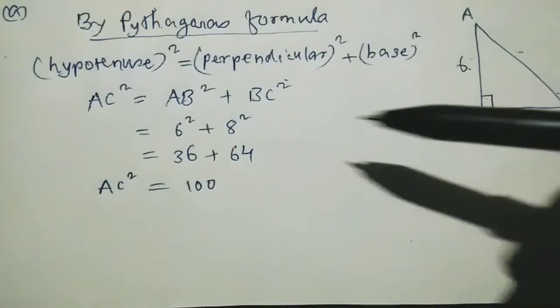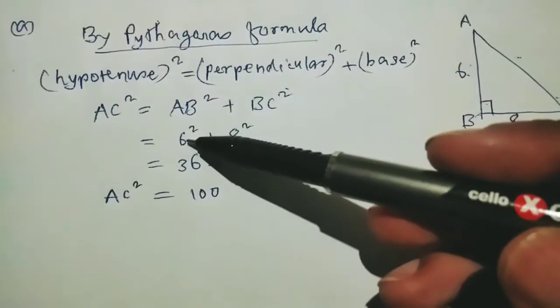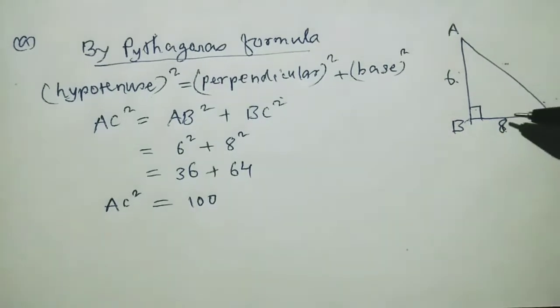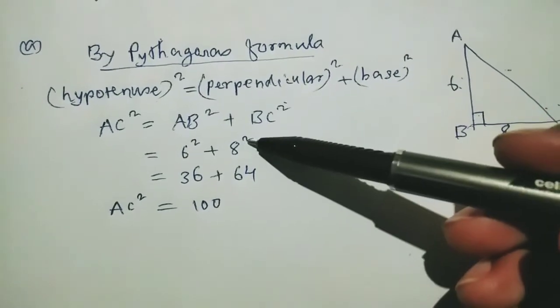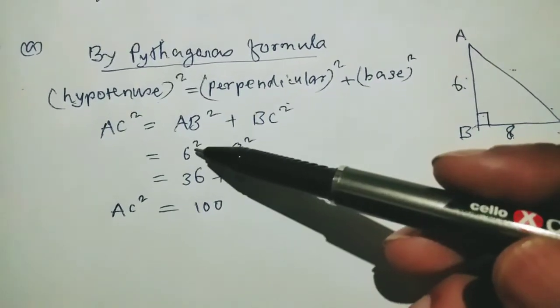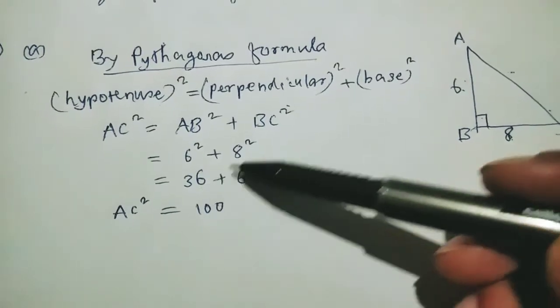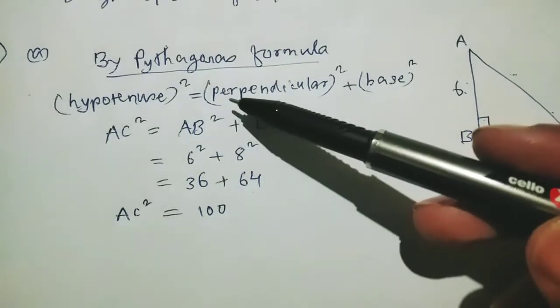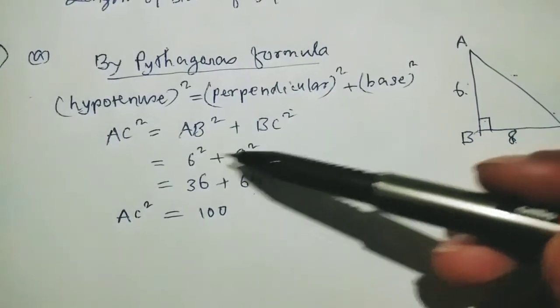Now I will put the values one by one. So you can see here I have put the values. AB value is 6 and square is there, so you have to put the square. BC value is given 8, so 8 and square is there. Now you have to square it. 6 square is 36, 8 square is 64. That's why I have told you to memorize all the squares so that you can write directly.